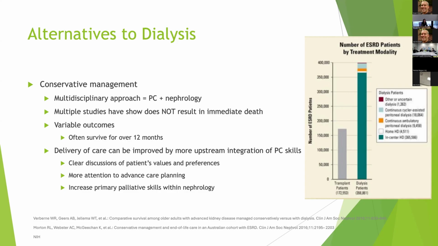And there are variable outcomes like we talked about when thinking about prognostication. It's 6 to 23 months without it. But then 12 months isn't uncommon, kind of as your median there. And then delivery of care can be improved by more upstream integration of palliative care skills, right? So we know this: a clear discussion of the patient's values and preferences, more attention to advanced care planning, and increased primary palliative skills in collaboration with nephrology.